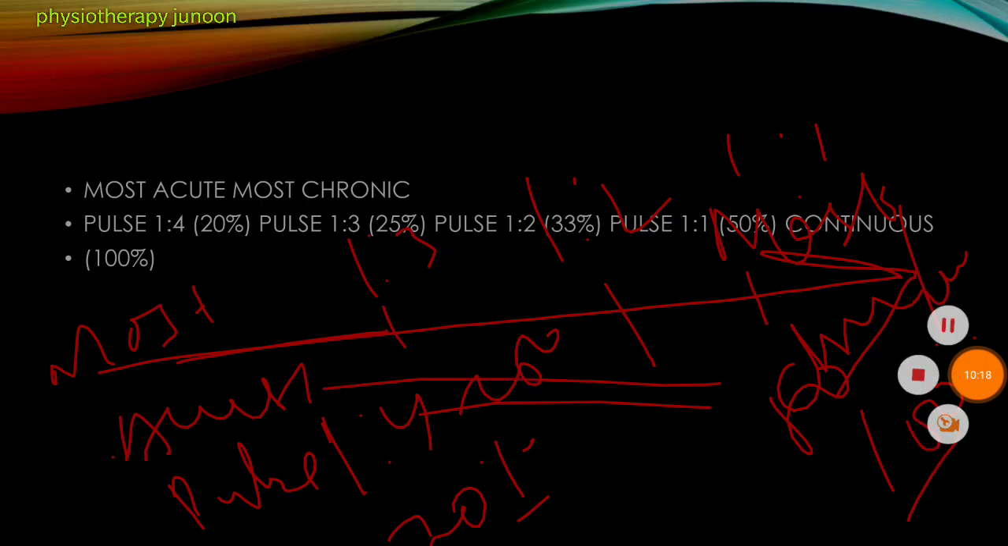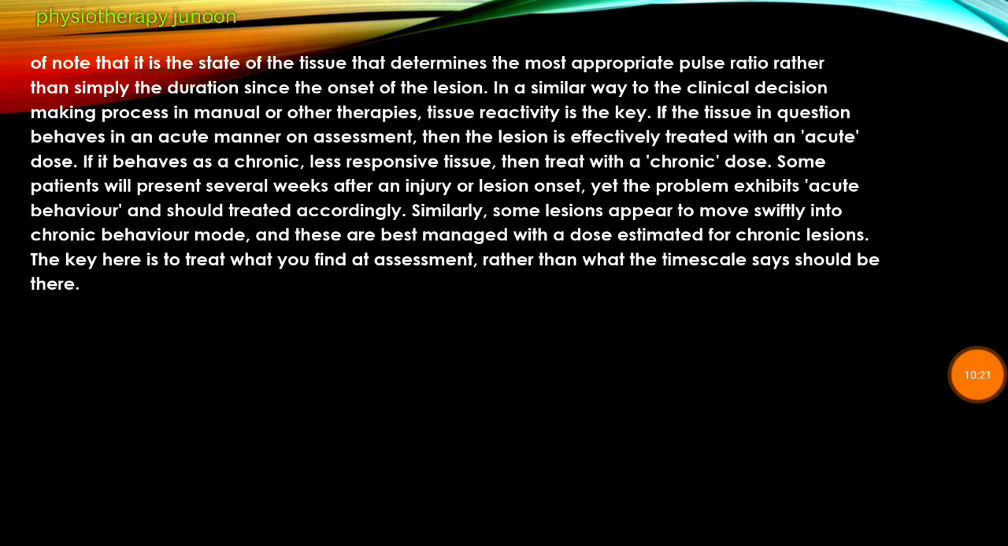In the next, note that it is the state of the tissue that determines the most appropriate pulse ratio, rather than simply the duration since the onset of the lesion. In a similar way to the clinical decision making process in manual or other therapy, tissue reactivity is the key. If the tissue in question behaves in an acute manner on assessment, then the lesion is effectively treated with an acute dose. If it behaves as a chronic, less responsive tissue, then treat with a chronic dose.